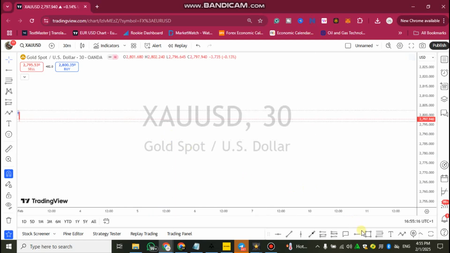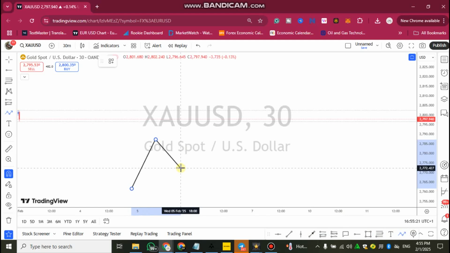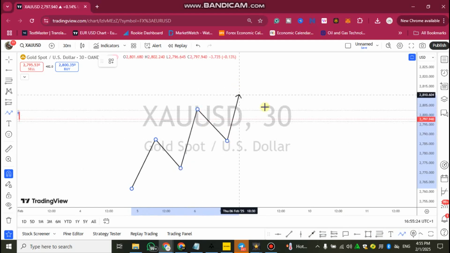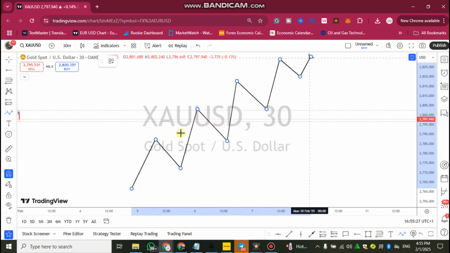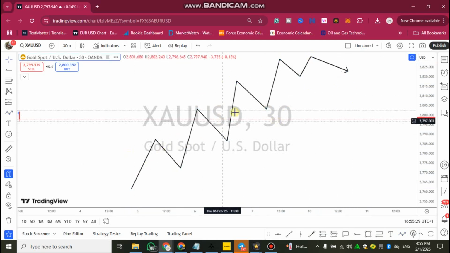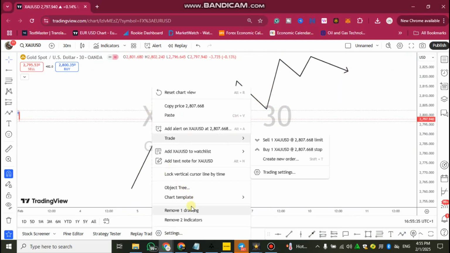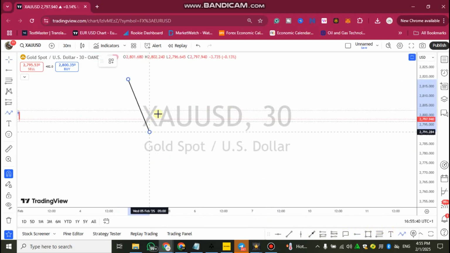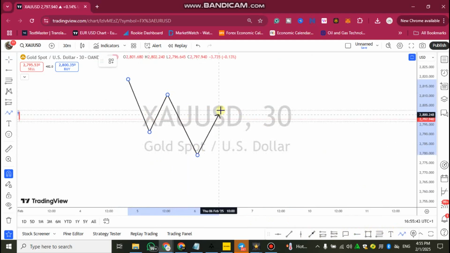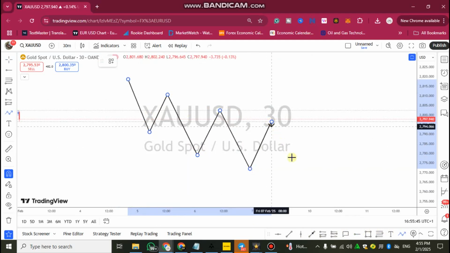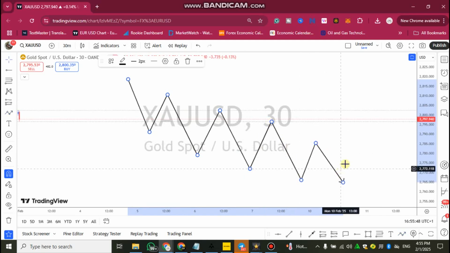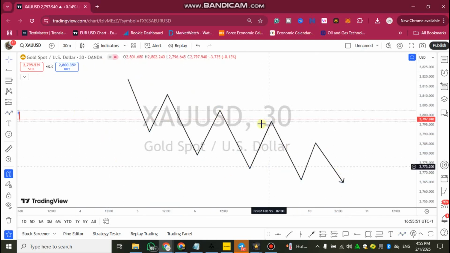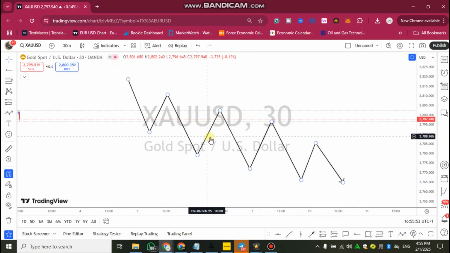In the case of an uptrend, the market will keep forming a high, then a low, a high, a low. We call this higher high, higher low, higher high, higher low. That is how the market moves in an uptrend. In the case of a downtrend, the market will form a lower low, lower high, lower low, lower high. That is the case of a downtrend. Then the sideways trend is just moving between a resistance and support.